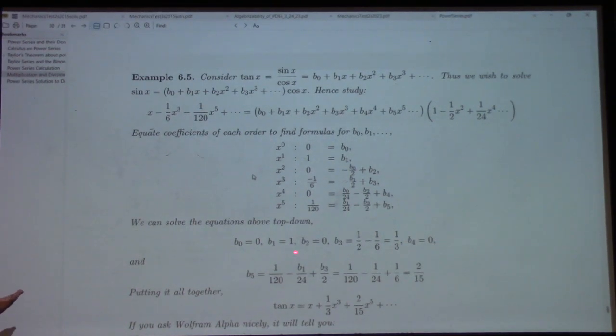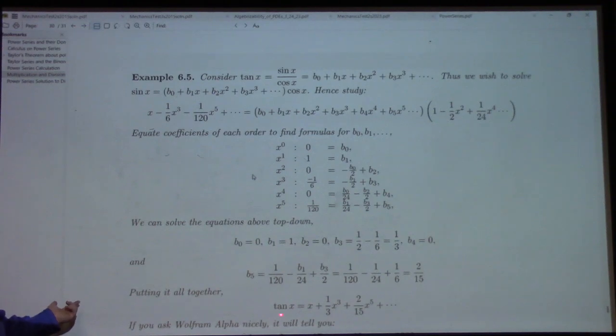Okay, so I've got equations to solve, and I can solve them basically top down. When I do that, I get 0 for b0, 1 for b1, 0 for b2. This is not surprising, right? Tangent is an odd function. I already know that the even terms in the Maclaurin series are all going to be trivial because of that general theorem we have. Even functions have even Maclaurin series. Odd functions have odd Maclaurin series, right? So b3, on the other hand, is 1/2 minus 1/6, which is 1/3, and b5 is this.